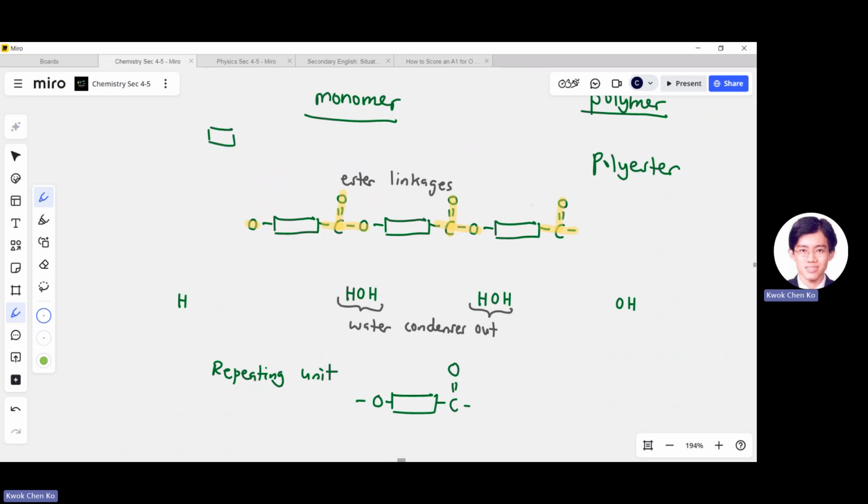Compare this repeating unit to the monomer. The monomer looks like this. This is the monomer. This is the repeating unit. Looks similar, but they are not the same. Notice my monomer has the OH there, it has the H there, but over here, H has disappeared, OH has disappeared.